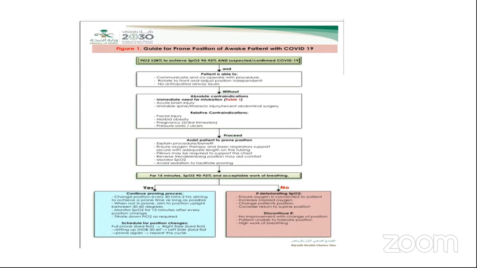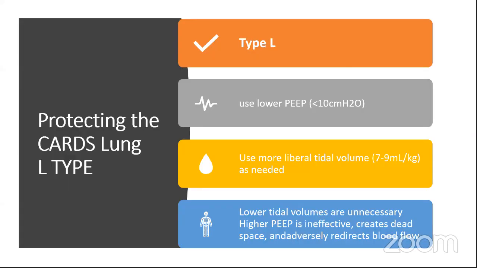And of course, there are criteria you should check before applying this procedure. The patient should be conscious and oriented. He should be able to clear his secretions and be hemodynamically stable. He shouldn't have any facial injury or any fractures. And of course, pregnancy should be avoided. Then every now and then you need to assess the response of your patient regarding his oxygen saturation and respiratory rate. You will find this protocol in the file while managing those patients.